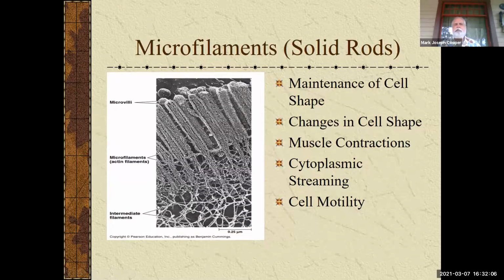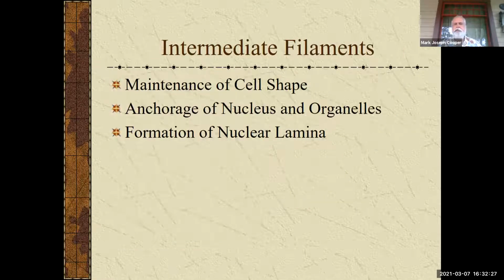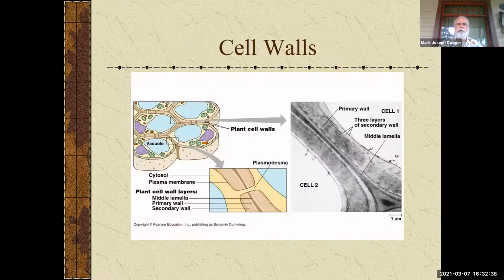All right, filaments, microfilaments are a little bit different. Instead of hollow, they are solid. Again, cell shape is a big thing. These are also used in muscle contractions, which we won't talk about much in this class. Also, cytoplasmic streaming that you will see in the lab, and cell motility. And then the last one is intermediate filaments. These are more for anchorage and structure than anything else. So it kind of gives you an idea of what's used.